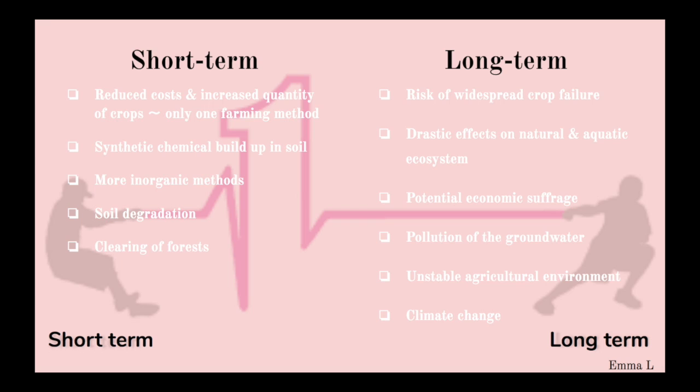And the clearing of forests would lead to the long term, which would be climate change and an unstable agricultural environment, and there would just be drastic effects on natural and aquatic ecosystems, because there would be the risk of widespread crop failure. If one disease came into the population, it could wipe out the whole thing, and then there wouldn't be crops left, which would mean an even higher cost to replenish these crops in the long run. So overall, there are a lot more downsides than there are positives in the long run when it comes to monocultures.